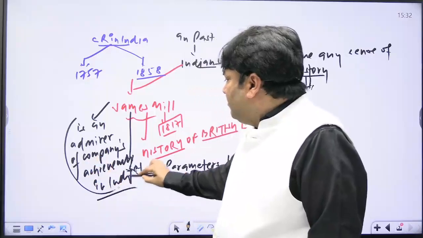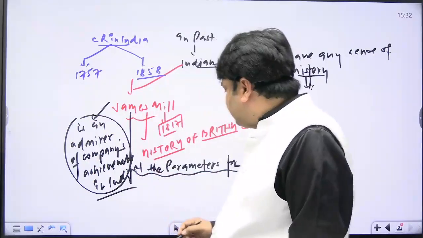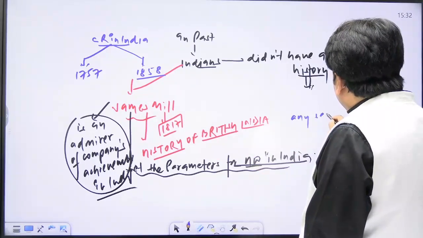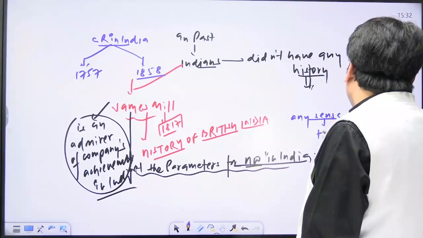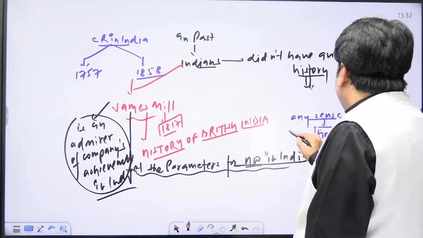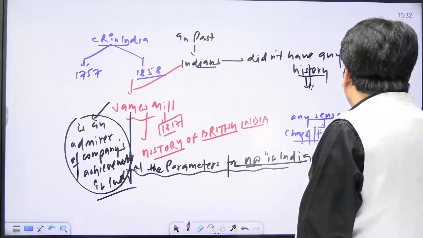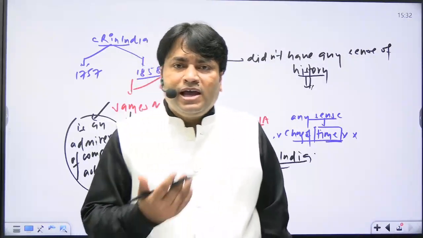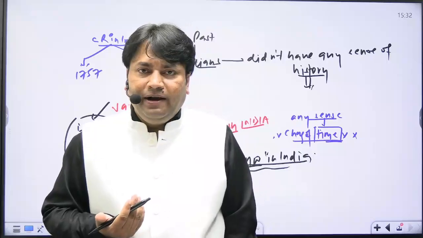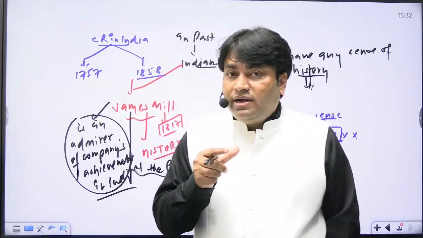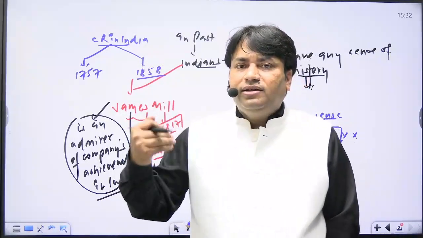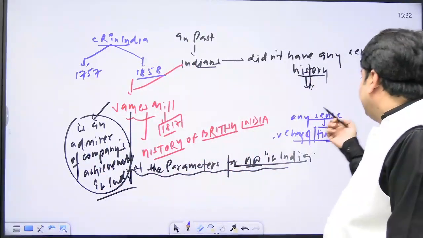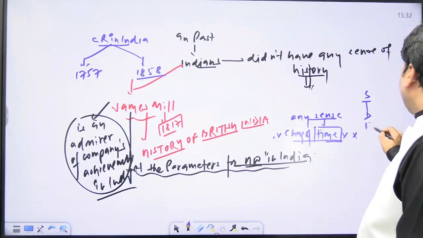And at the same time, what does James Mill say? James Mill says that Indians don't have any sense of time, or change of time. They don't have this idea of change of time. James Mill says that I have studied so many texts in India, and I have found that Indians have divided the time period in epochs or yugas, and the yugas are like Satyug, Treta Yug, Dwapar Yug, and Kali Yug.